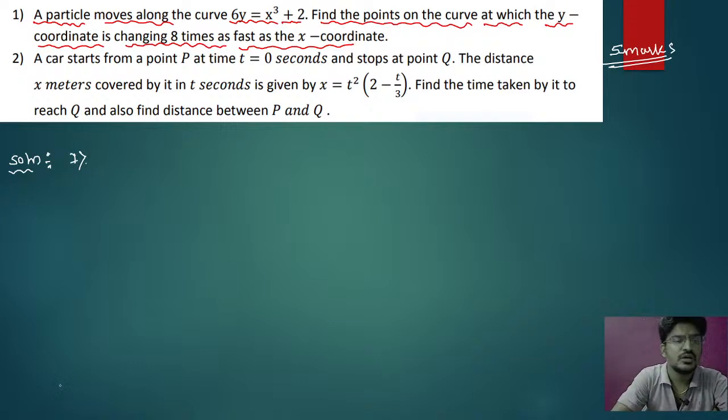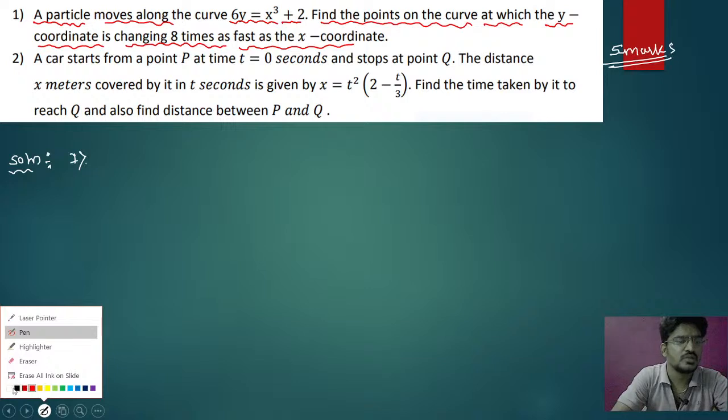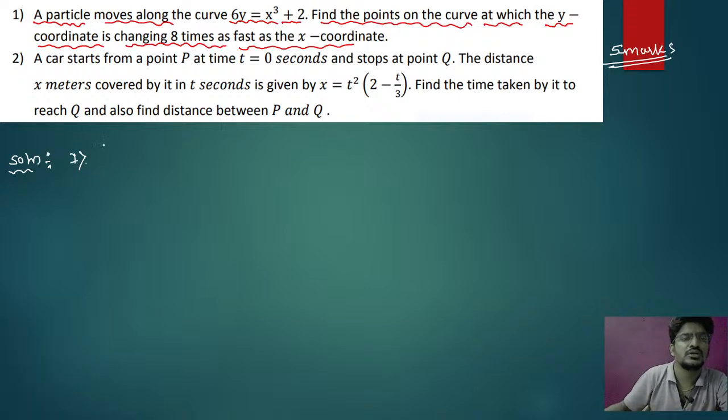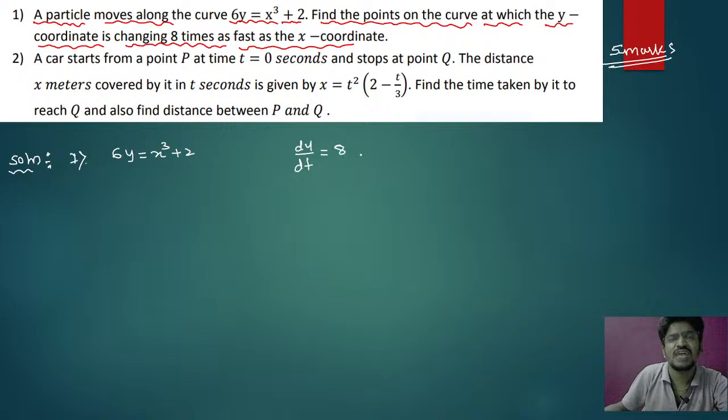That means first you write the given terms. What are the given terms? The given term is the curve 6y equal to x cube plus 2. Next, one more term is given, the change of y coordinate. That means dy by dt will be equal to 8 times the change in x coordinate, that will be 8 times dx by dt.